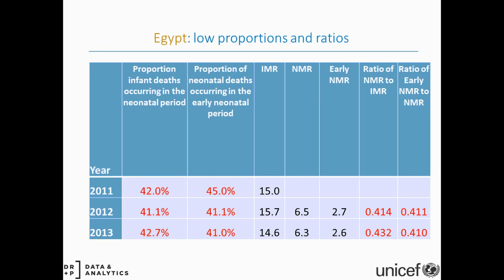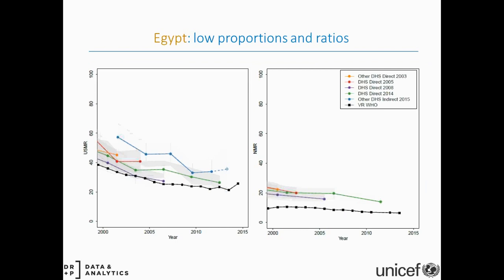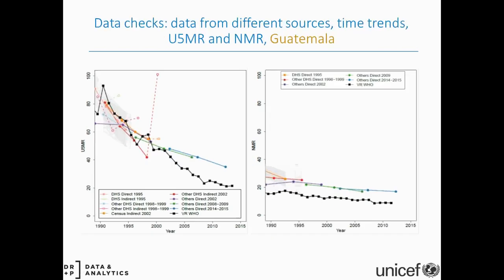And compared to 0.7, which is really low, and especially for Egypt, the mortality rate is already quite low. So here, compared to other data sources for undefined mortality, we do see a slightly lower level from the VR data. But if we look at the neonatal mortality rate, it's 50% lower than other data sources for the VR data.